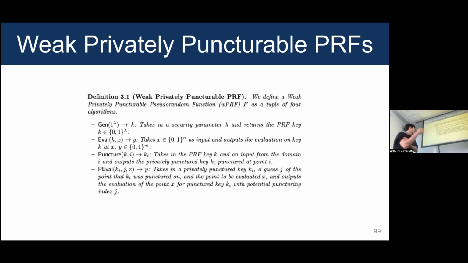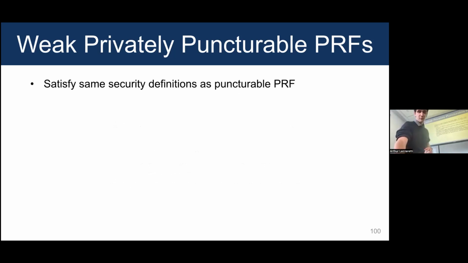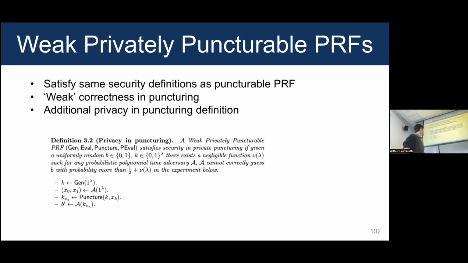All right, so that's in the interface, that's the main difference here. But the security definitions will be a little different, because other than the security definition that we had for the puncturable PRF, we have this additional privacy in puncturing, right? Where the privacy in puncturing lets us say that 2 keys punctured at different places are indistinguishable from each other.